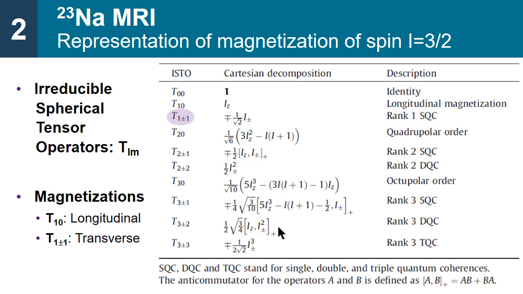And this evolution can depend on the environment of the ions. So in a more restricted environment, you're going to have more triple quantum coherences or double quantum coherences that can give you information about the environment of the ions.